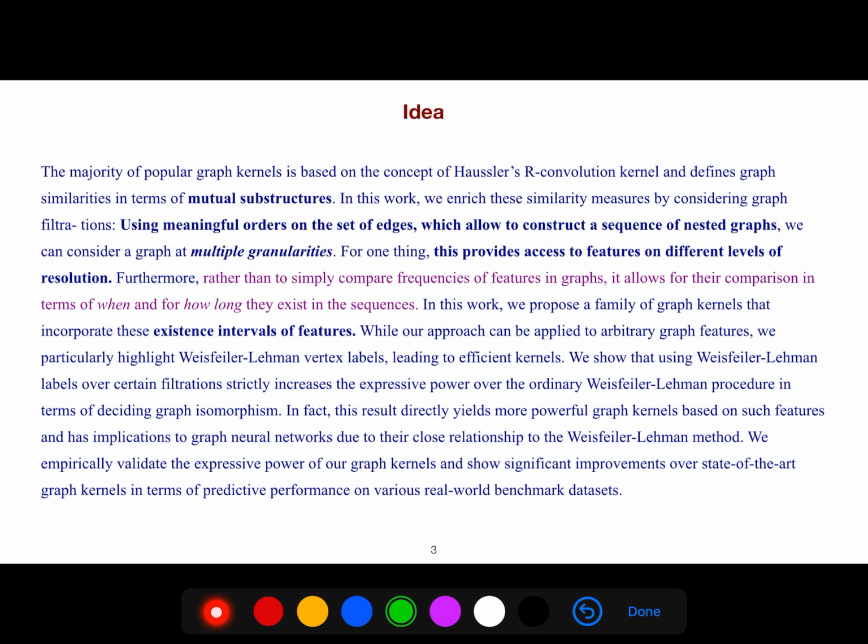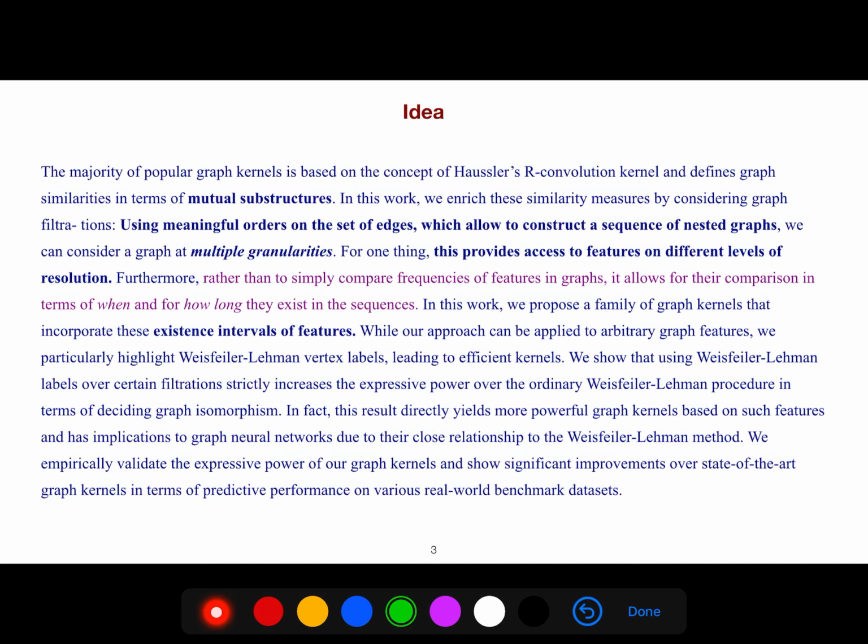The majority of popular graph kernels is based on the concept of Haussler's R-convolution kernel and defines graph similarities in terms of mutual substructures. In this work, we enrich these similarity measures by considering graph filtrations using meaningful orders on the set of edges, which allow to construct a sequence of nested graphs. We can consider a graph at multiple granularities.